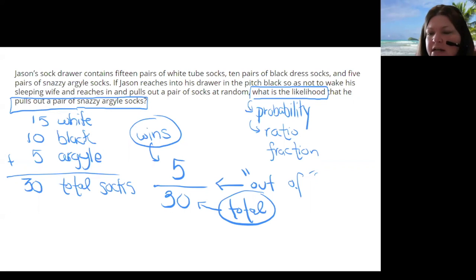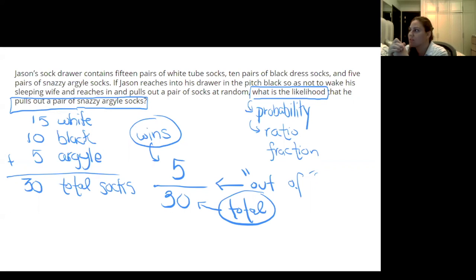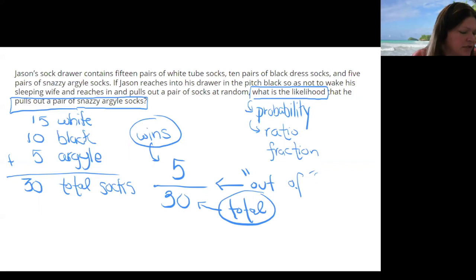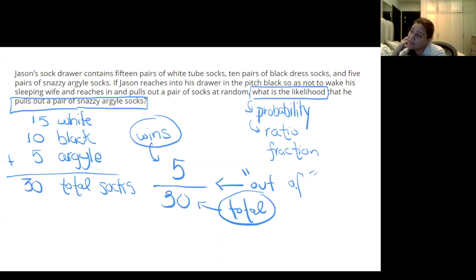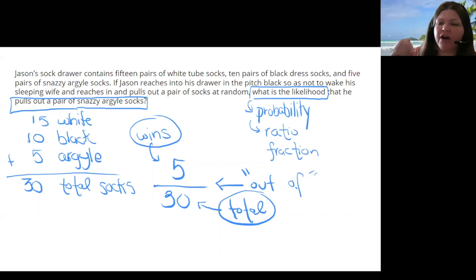A lot of students would be so thrilled. They finished the problem. They remembered the wins out of total. They're so good at probability. They'd stop right here. And even though this is correct, it's not done. Anybody know what we still need to do? What did you say? Reducing, wonderful. All final fraction answers.